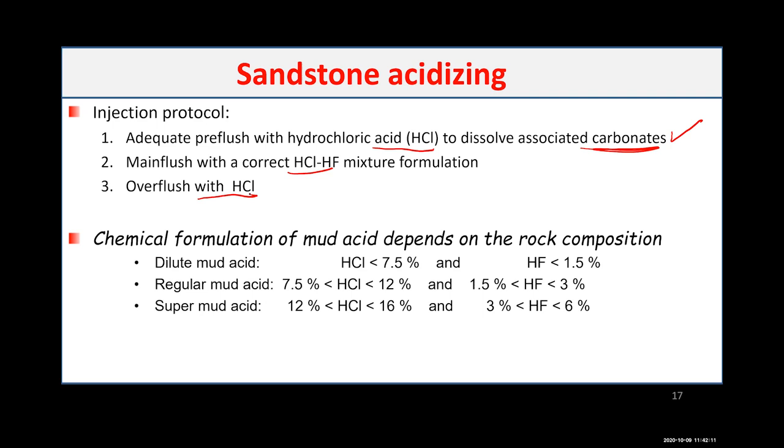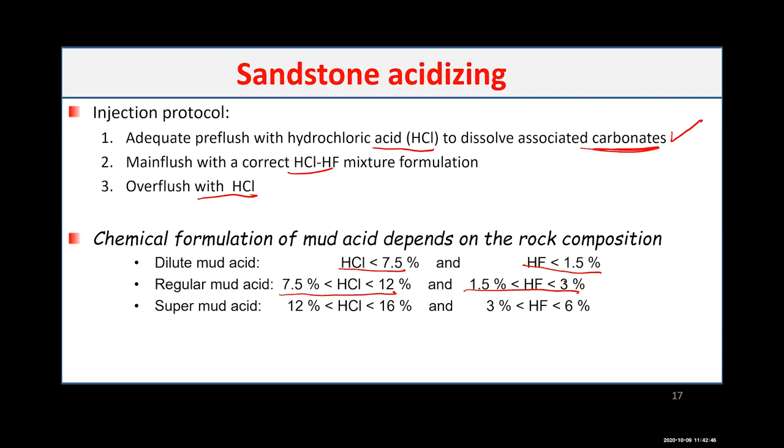When we talk about the HCl-HF, we have different ratios that we can use. Sometimes we don't need to have a really high strength acid. We need what is called diluted mud acid, or some sort of low strength acid. In this case, the HCl will be a concentration less than 7%, and the HF will be less than 1.5%. However, the regular mud acid, or regular concentration, is usually between 7.5 and 12% HCl, and 1.5 to 3% HF.